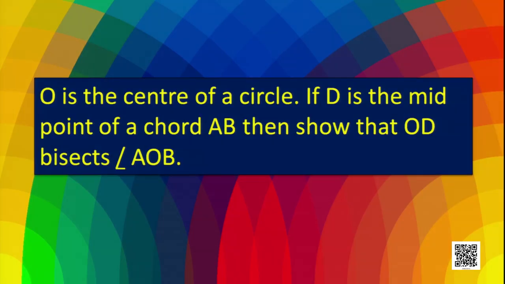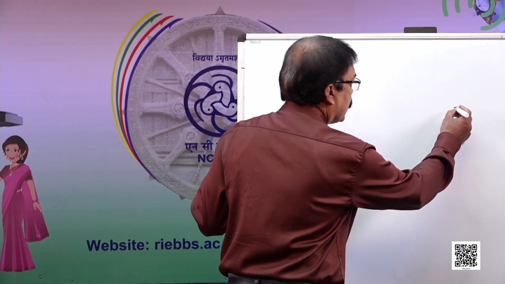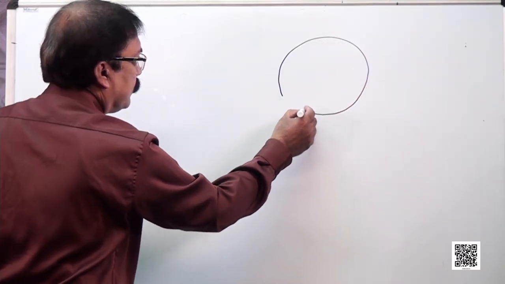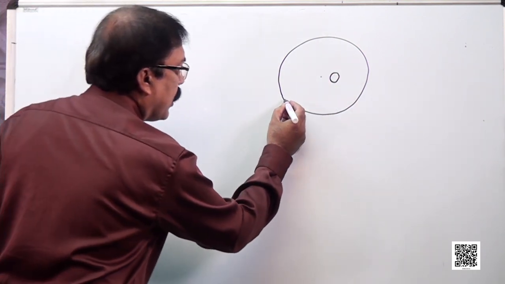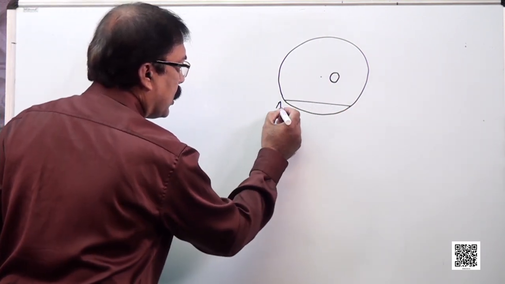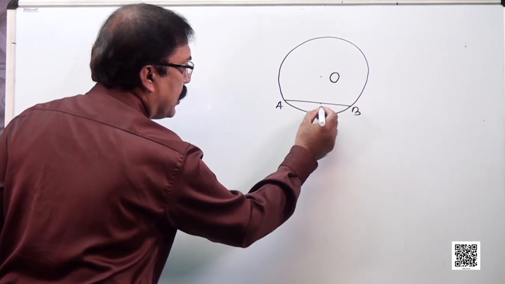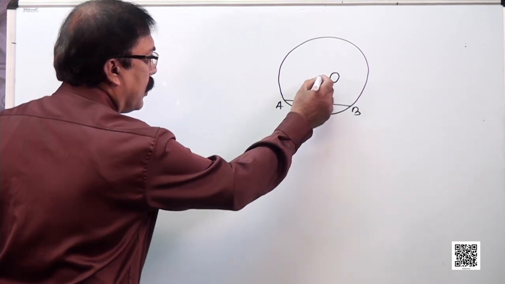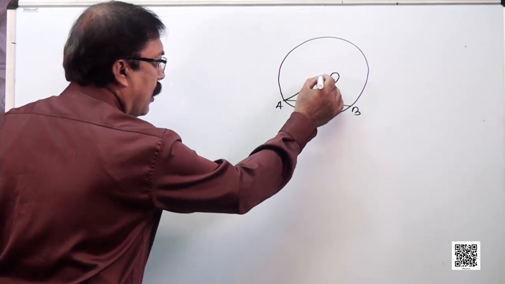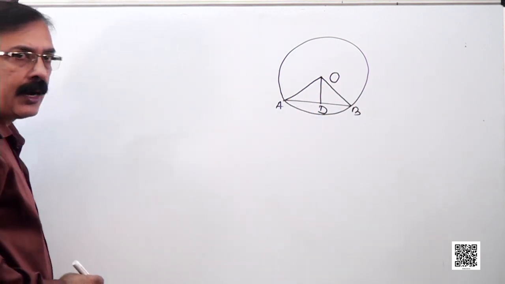Let's have another problem. O is the center of a circle. If D is the midpoint of a chord AB, then show that OD bisects angle AOB. So let's draw a circle. O is the center. AB is the chord. D is the midpoint of AB. And OD, here OA and OB are drawn.